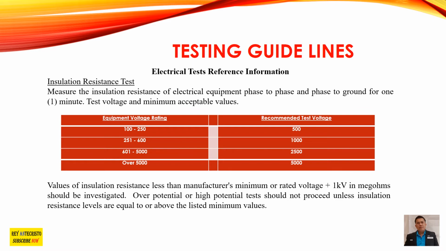Okay, its rated voltage plus 1 kV in megaohms should be investigated. Over potential or high potential test should not proceed unless insulation resistance levels are equal to or above the listed minimum values. Minsan kasi mayroong mga test equipment natin, kaya hinahanap natin during sa testing, during sa commissioning, pre-commissioning, yung calibration certificate ng equipment para sure tayo na ito ay talagang calibrated, which is ready for use in your testing.